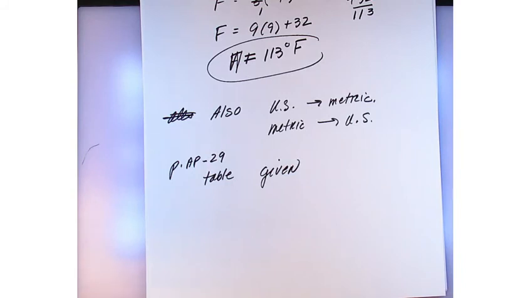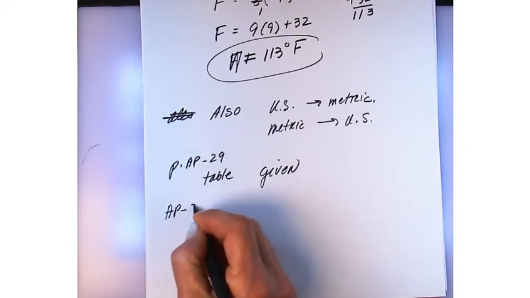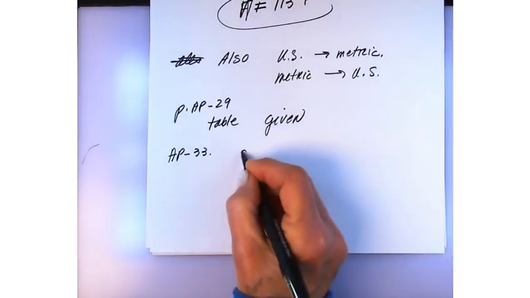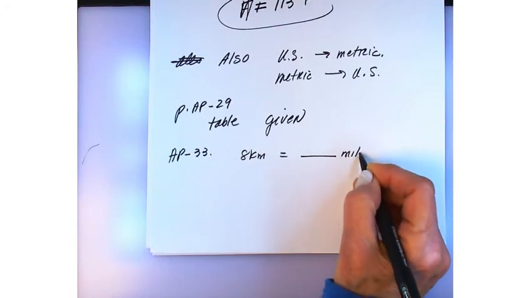And let's look at doing these. And this just gives us an idea of how we're going to be doing this. And he has it rounded off to the hundredths position. Okay? Nothing is carried out too far. So we're looking at AP 33, and we want to go 8 kilometers equals how many miles?